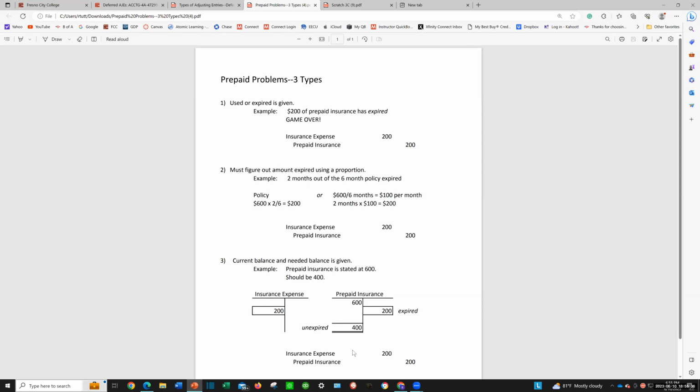Now, how much did we use? Well, how do we get 600 down to 400? Well, we must have used 200. That's the amount that was expired. So then we transfer that amount out of the asset and into insurance expense. And again, it's simply debit insurance expense, 200, credit prepaid insurance, 200.